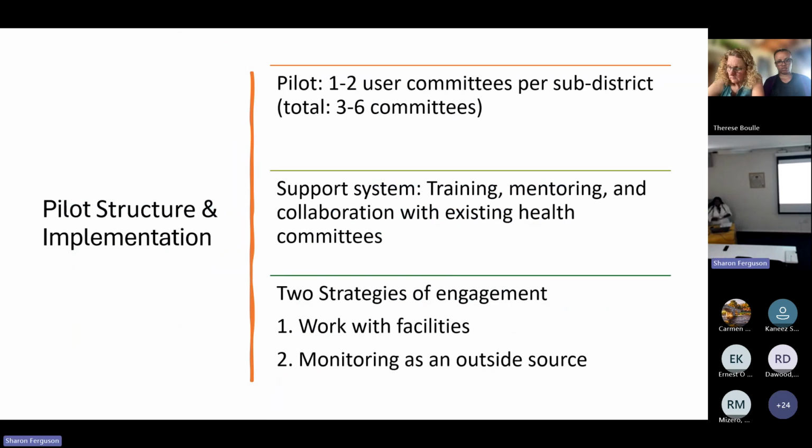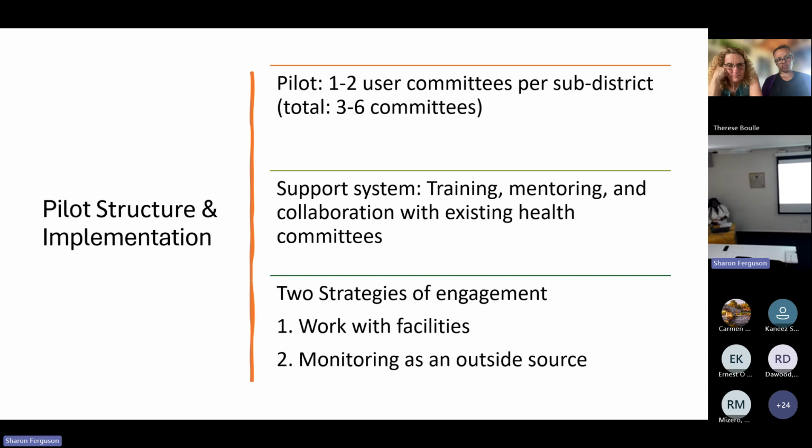So what would the whole structure, or the pilot structure, look like? We are envisioning having one or two user committees in Klipfontein, Khayelitsha, as well as Mandela Bay. And through the sessions that we will be having, they will have an intensive support system in the form of trainings for both the health committees and the public facilities.